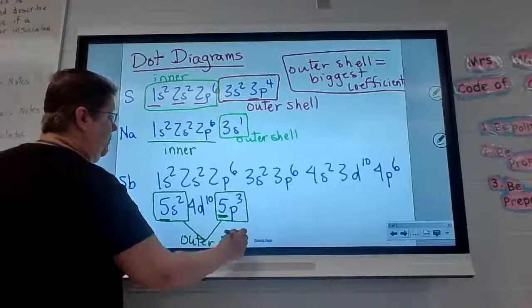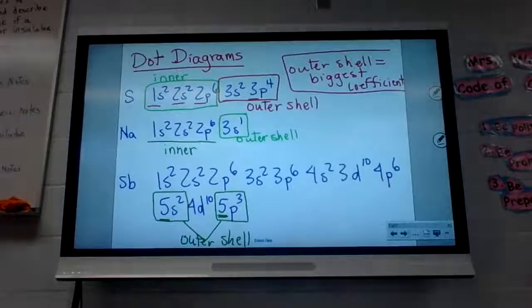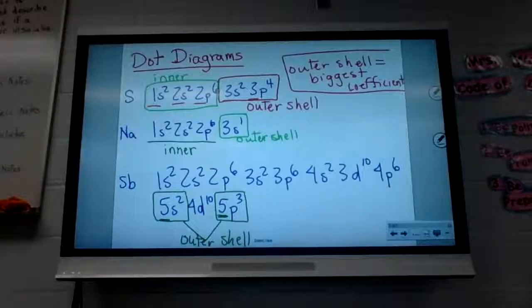Now, the reason I picked this one is I wanted you to see, are the 5s always necessarily together? No. And they can be higher than 5, by the way. But I wanted you to see the outer shell is not always together. It can be separated by some inner shell. Does that make sense? Yes or no? Yes.